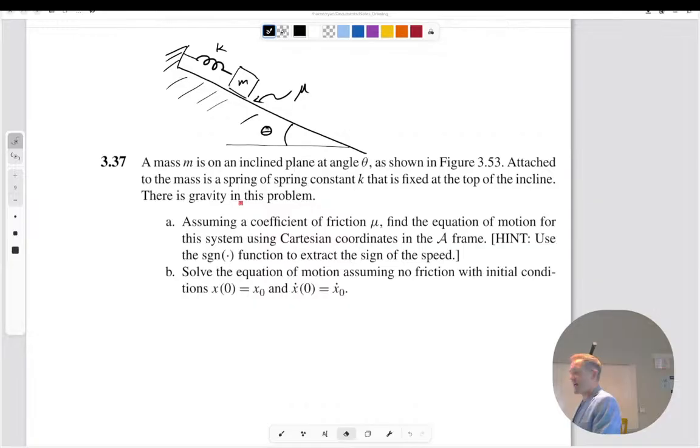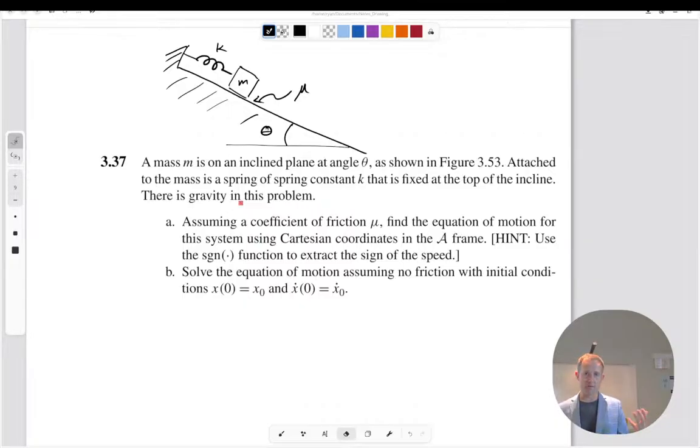Okay, welcome back. We had one last question on homework 3. This one is looking at a mass on an incline with a spring attached to it. In this case, we want both the equation of motion and the solution to it. If we know its initial position and initial velocity, what does the motion look like? That's the question we're trying to figure out here.